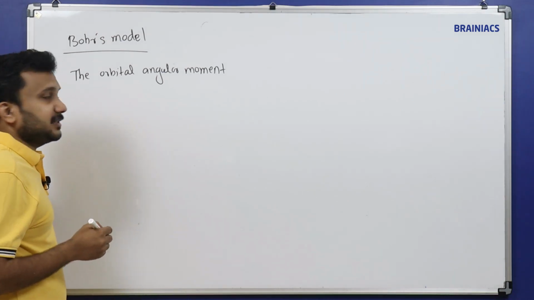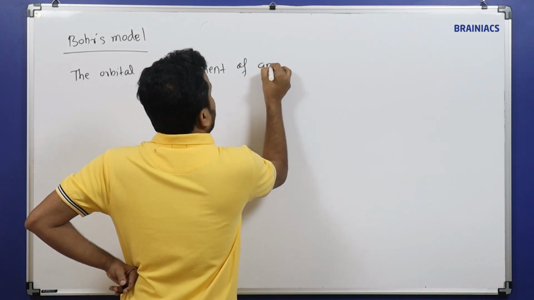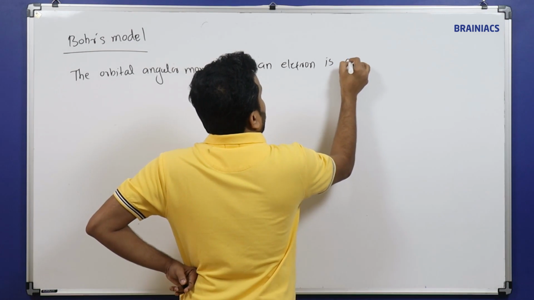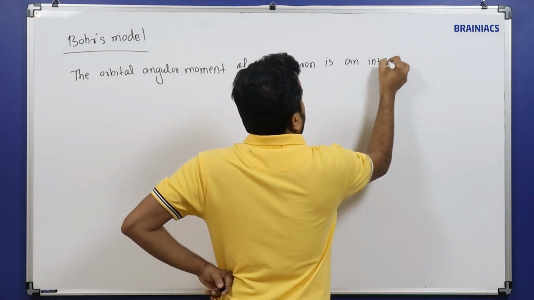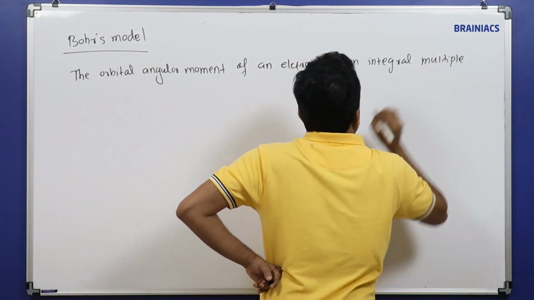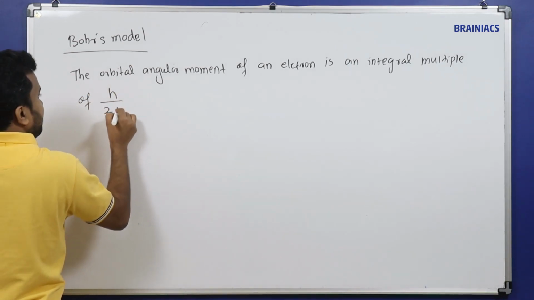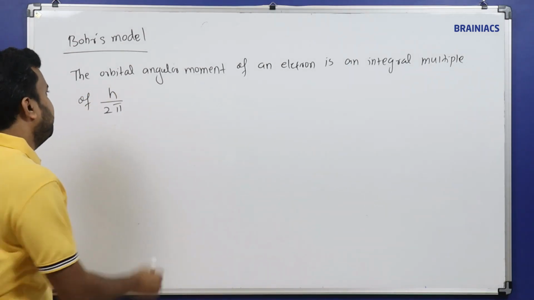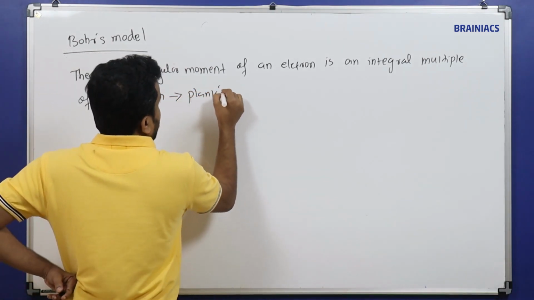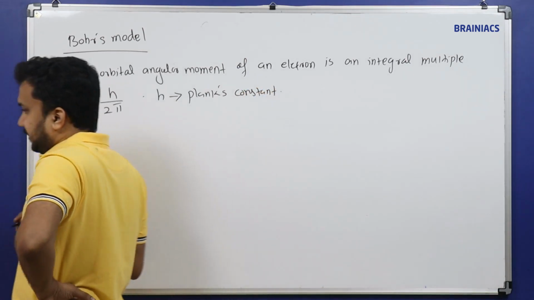The orbital angular momentum exists for what? The orbital angular momentum of an electron is an integral multiple of h by 2 pi. That is the formula. What is meant by h? h is called Planck's constant.